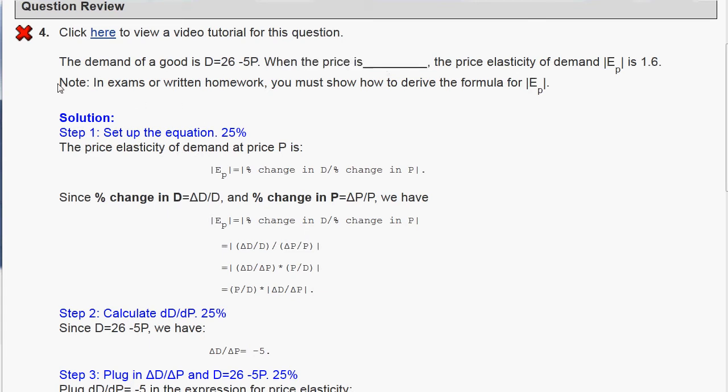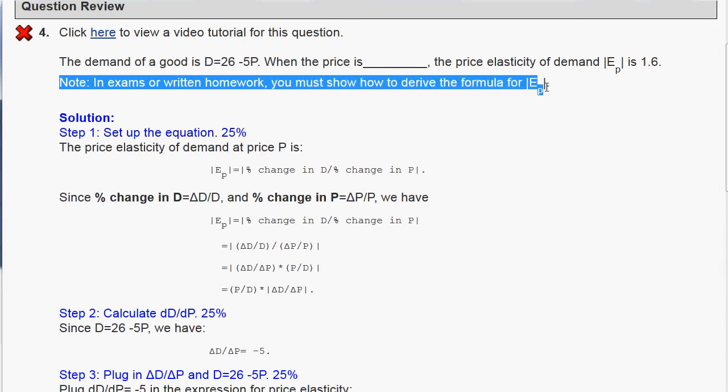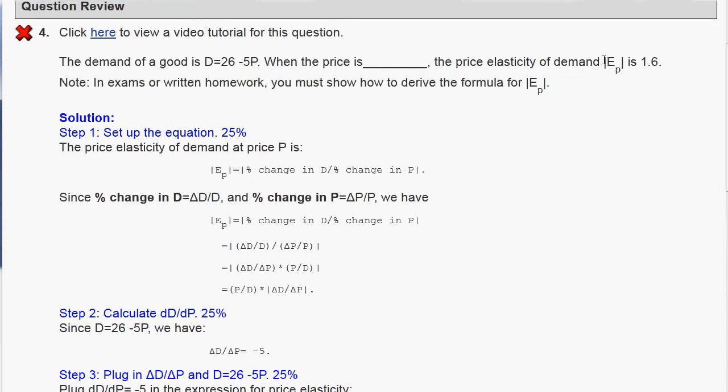Now remember, in exams or written homework, you must show how to derive the formula for the price elasticity of demand. Our ultimate goal is not to find this answer. Our ultimate goal is to show that we understand all the concepts related to this question. Alright, let's go back to this question.